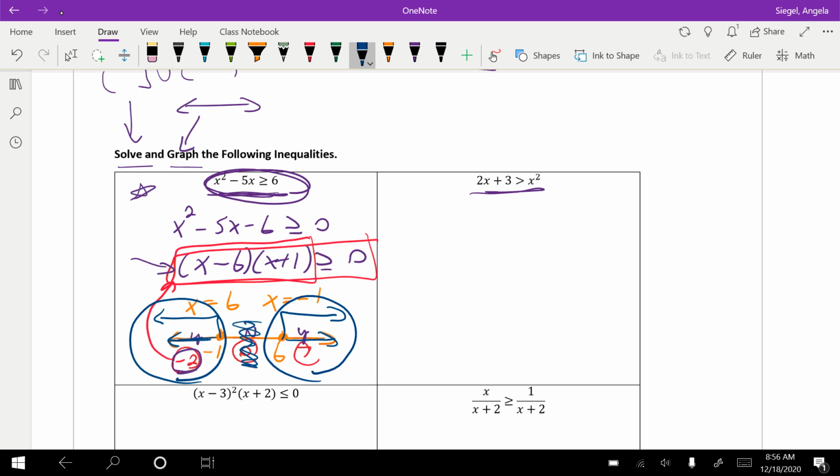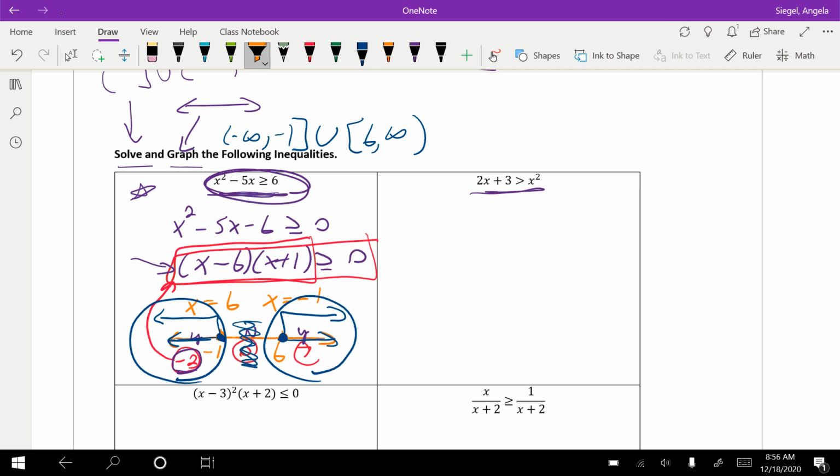So my answer is going to be negative infinity to -1 bracket, because it was a closed dot, and then I'm going to have bracket 6. We're going to connect it with the union, bracket 6 to positive infinity. So it looks like that.